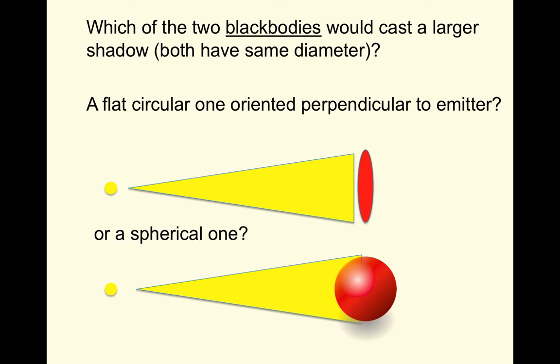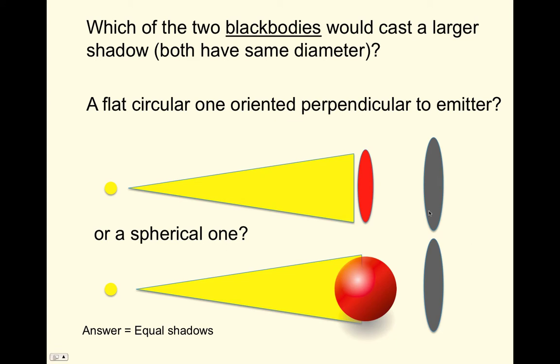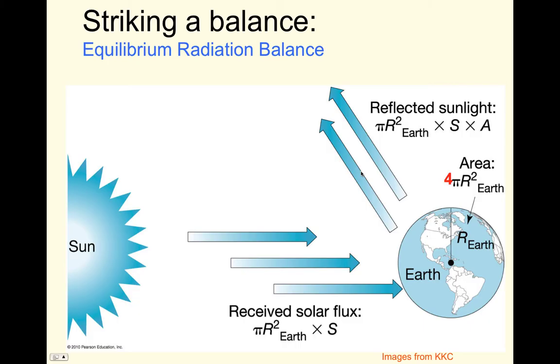we can do a simple example here. Which of these two black bodies would cast a larger shadow if both have the same diameter? Here we have a flat disk perpendicular to light coming in, and here we have a sphere intercepting the light. Since they both have the same diameter, they both intercept the same total amount of radiation, which means they cast the same shadow. Of course, this one will be more complicated because the radiation is coming in at different angles. However, we can make use of this simple physics to simplify a planetary energy balance problem.